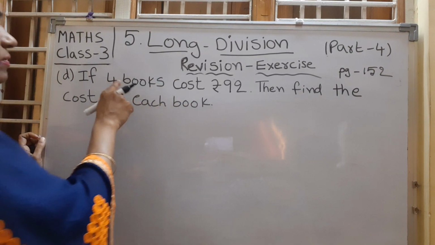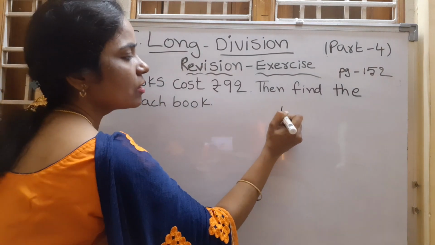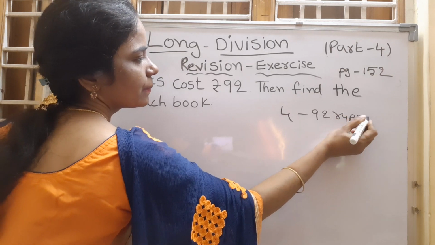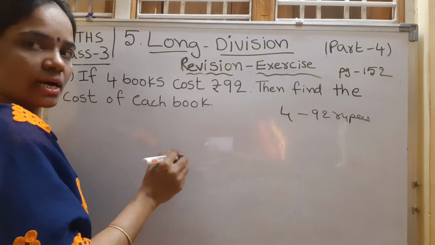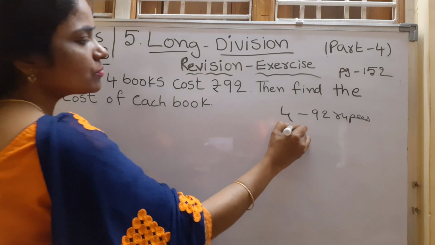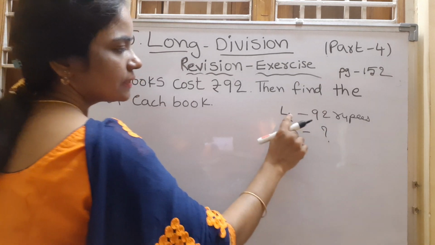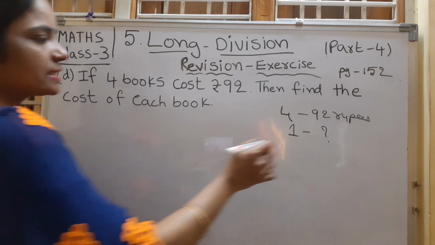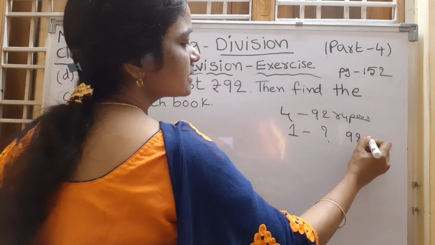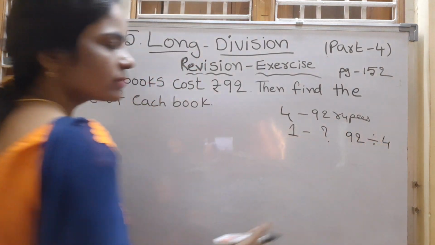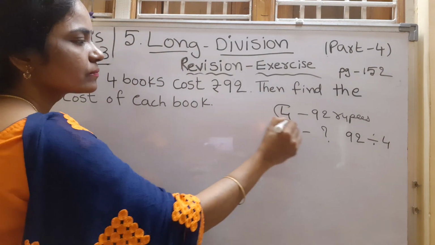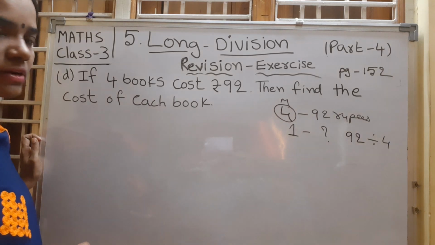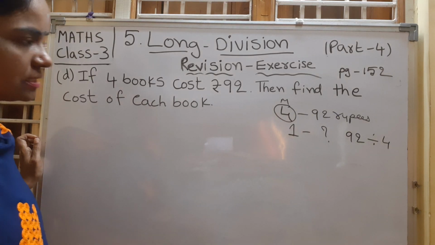So here 4 books cost is given. How many rupees? 92 rupees. And it is asking you to find the cost of one book. Each means 1. Giving more and asking for 1, what do we have to do? Division. Take division to get the answer. That is 92 divided by 4 will give the answer. 4 means more, 1 means 1. Giving more and asking for 1 is the keyword for division.